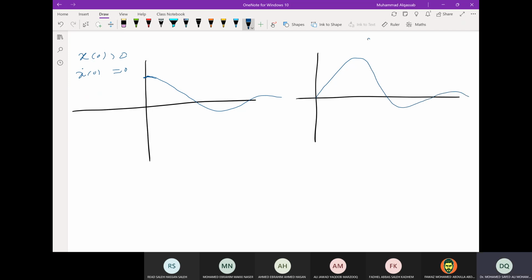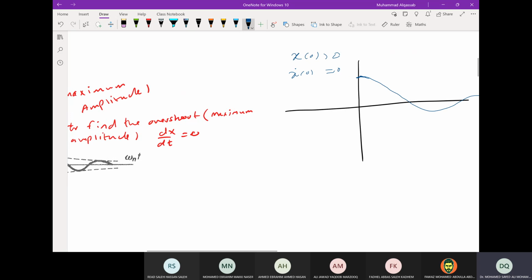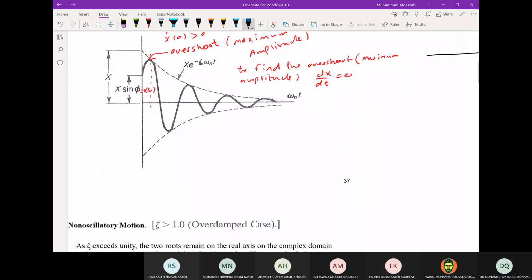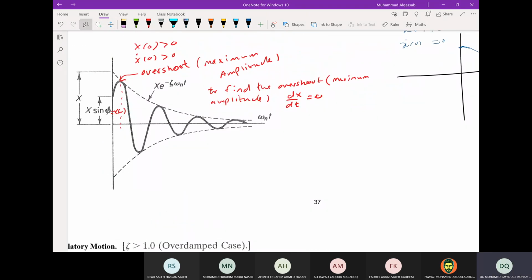If you give initial velocity but no initial displacement, it will overshoot and then decay. So x at 0 is 0 and x dot at 0 is greater than 0. There will be overshoot here. If you give negative initial velocity, it will overshoot in the negative direction. In any case, the frequency of damped oscillation is the same, because it does not depend on the initial conditions. So the underdamped case is oscillatory motion all the time.